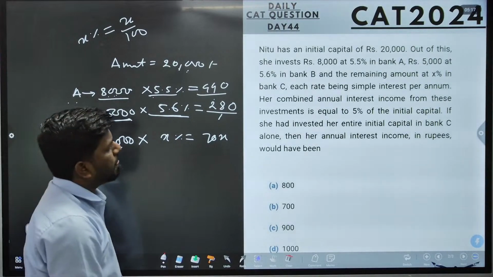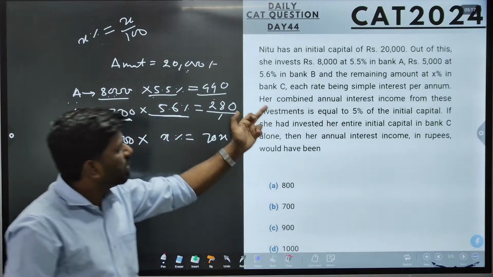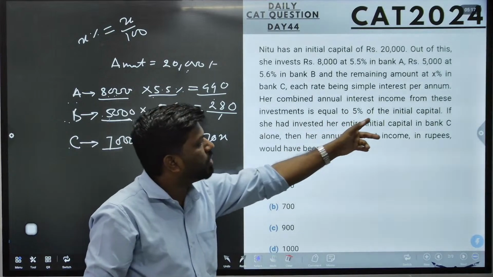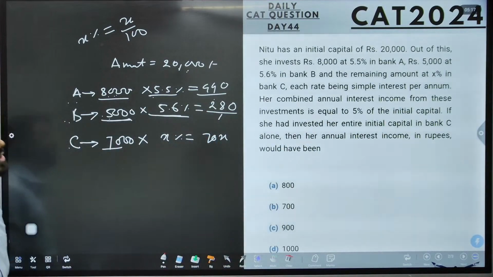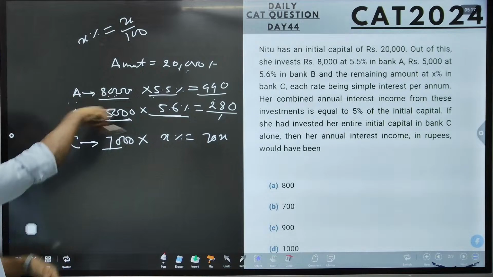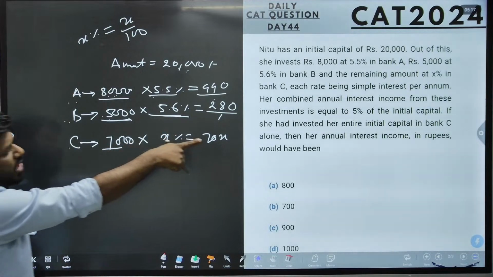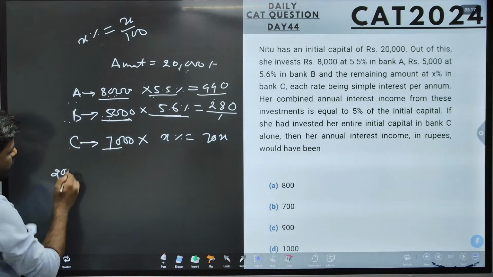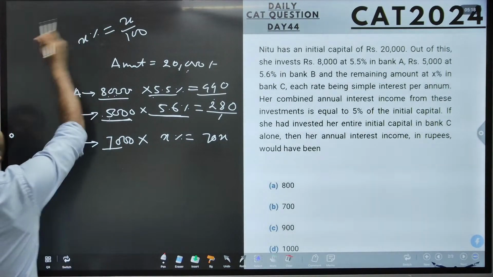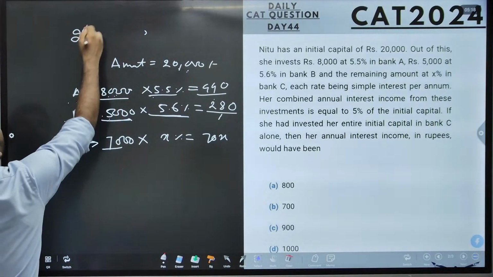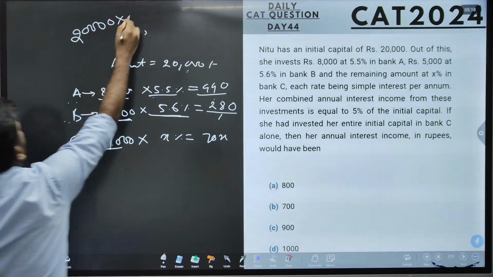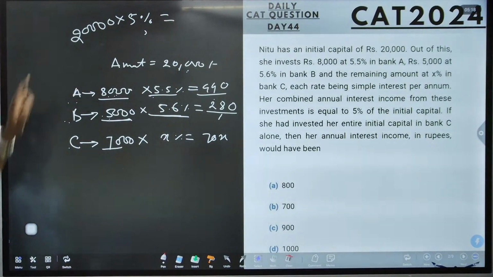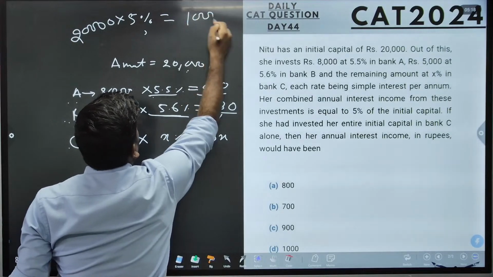Let's read further. Her combined annual interest income from this investment is equal to 5% of the initial capital. This is the start of the entire data. She is getting 5% on the overall 20,000. So 5% of 20,000 is 1,000 rupees. This is nothing but your total interest.